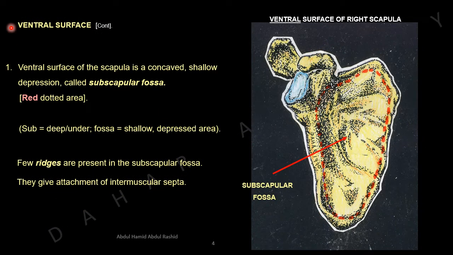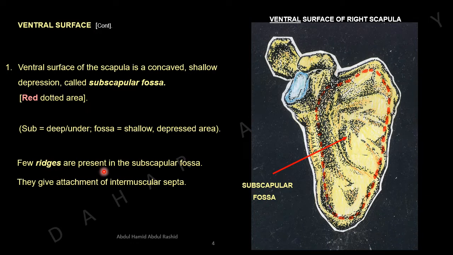Ventral surface of the scapula continuation. Look at the diagram. This is the ventral surface of the right scapula, that is the anterior surface of the right scapula. Number 1. The ventral surface of the scapula is concave, with a shallow depression called subscapular fossa, surrounded by the red dotted area. This is subscapular fossa. Sub means deep or under, fossa means shallow depressed area.